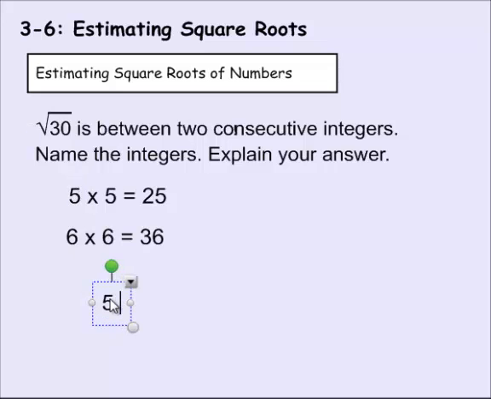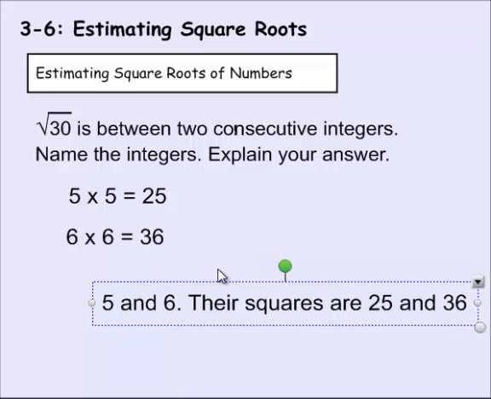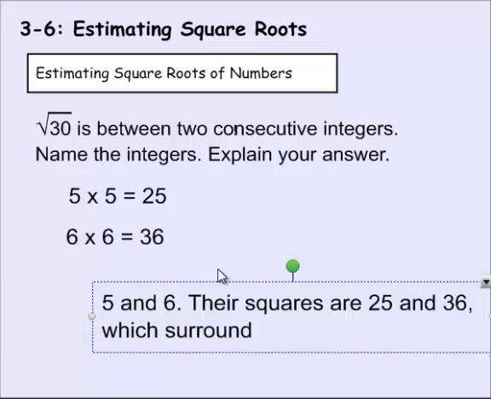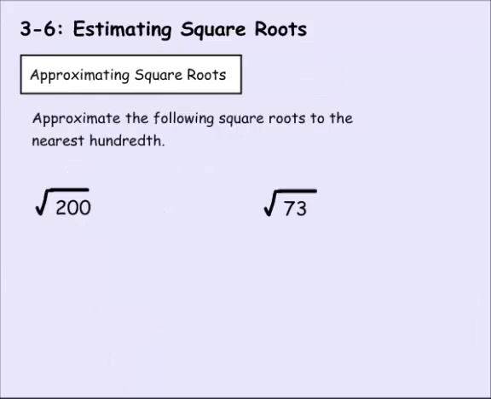So we'll write that down. Then explaining my answer, I'd say their squares are 25 and 36, which surround 30. So that would be my answer for that, somewhere between 5 and 6.